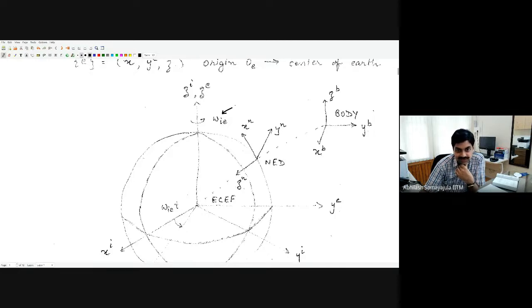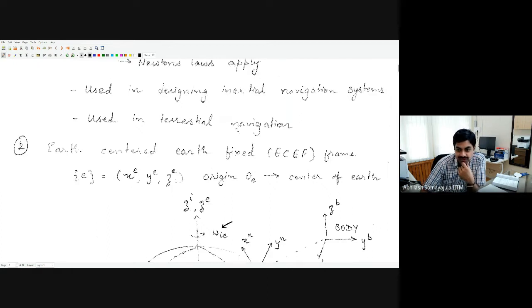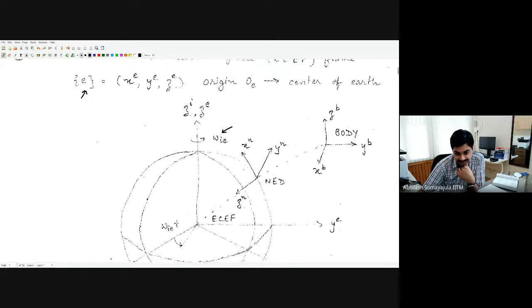Okay. All right. And now this frame we will call frame E. So curly braces E, that is how I'll denote this frame. The X, Y, and Z axes of this frame are denoted by X superscript E, Y superscript E, Z superscript E. Notice that the origin OE again is at the center of the Earth.